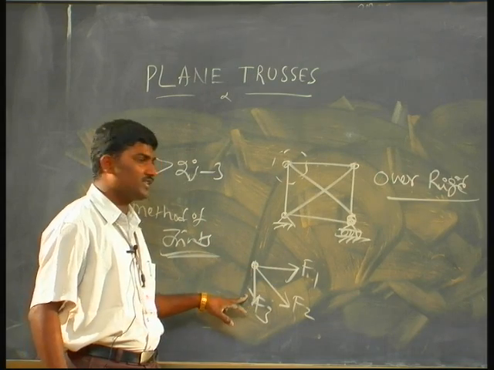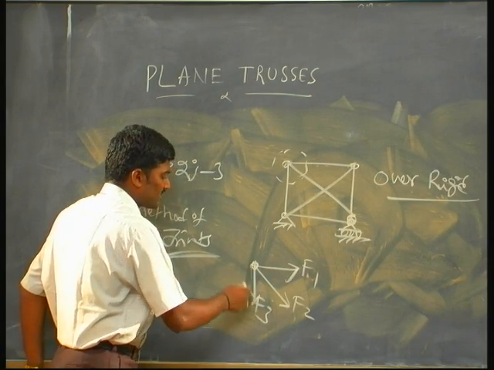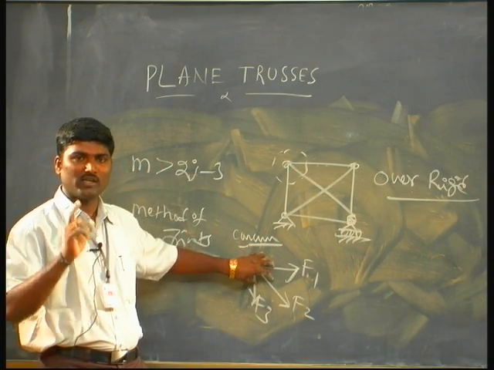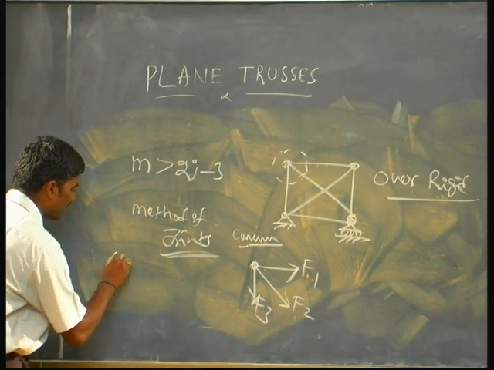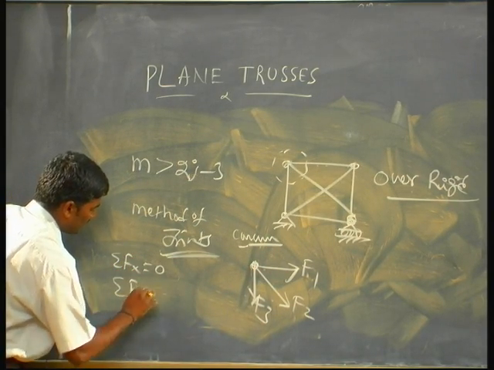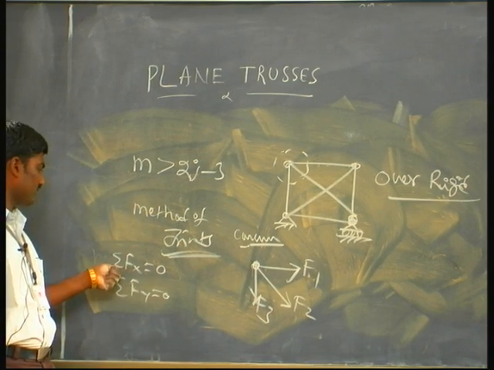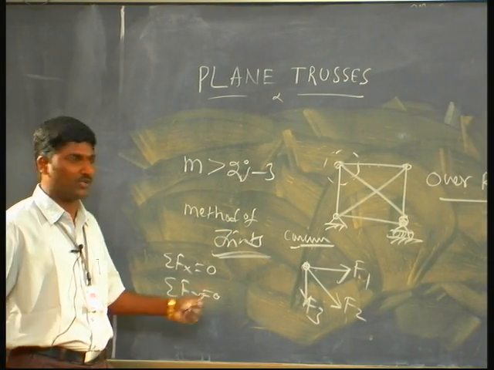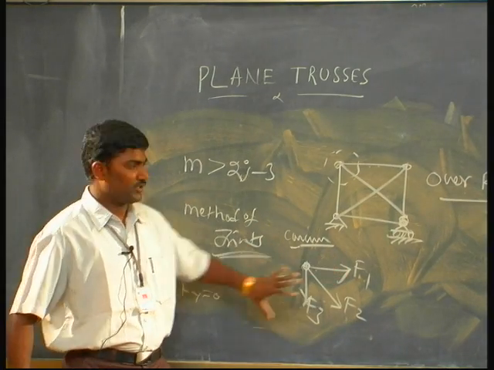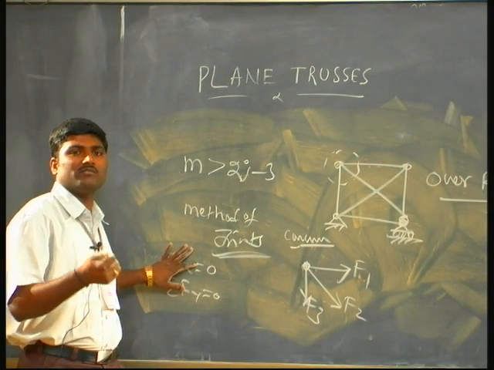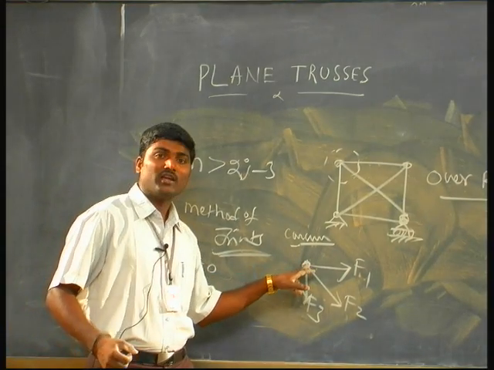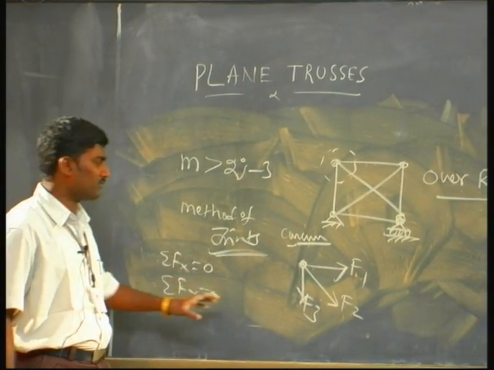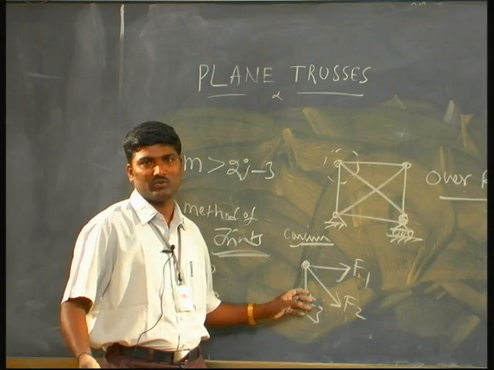Because of these three, as you can see, all the forces are concurrent forces. For a concurrent force system we can apply only two equations, that is sigma Fx = 0, sum of forces in x direction must be 0, sum of forces in y direction must be 0, then only you can solve this one. So these are the equilibrium conditions for a concurrent force system. I can use these two equations, but I can't determine these three forces with the two equations.